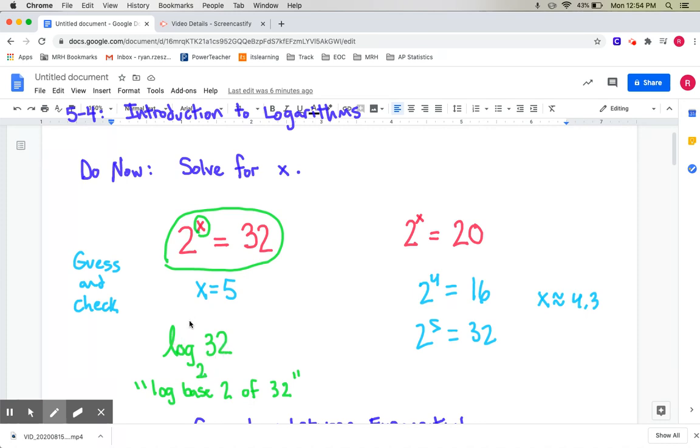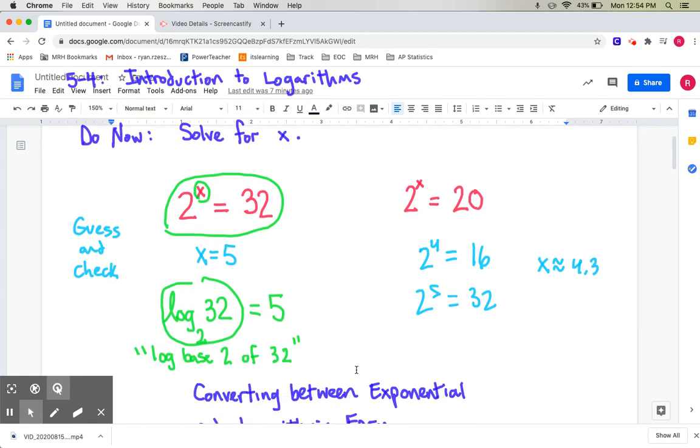And a log is just an exponent. It's the exponent that gets you from this number to this number right here. And we already saw by guessing and checking that the exponent that makes this problem work is a 5. So this log thing right here is really equal to 5. That's probably extremely confusing right now. Our job in this video is just to learn what a log is and how to use it. So we're going to wrap our heads around that in today's lesson.